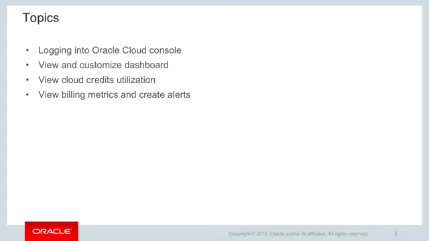Here are the list of topics that we'll be covering in today's lesson. We'll be looking at the Oracle Cloud Console, and once you log in, you'll be seeing how the dashboard looks like and how the dashboard can be customized. You'll also look at how you can view the cloud credits utilization, look at billing metrics, and also be able to create alerts based on the resource utilization. Let's get started.